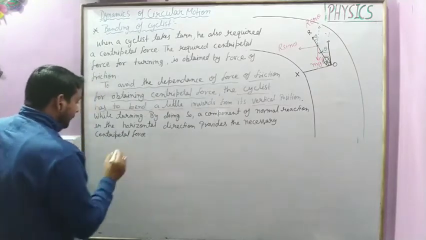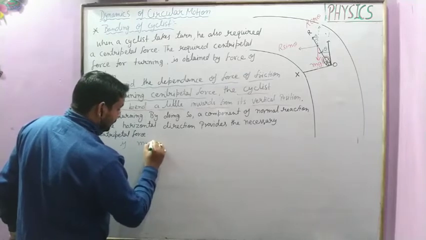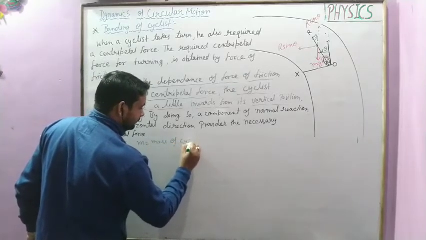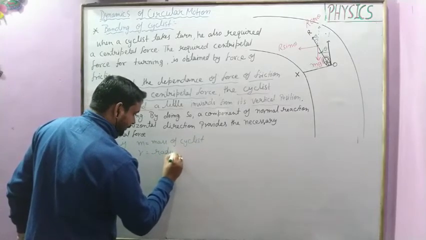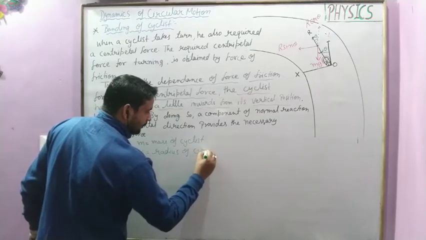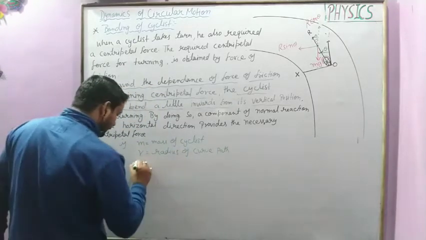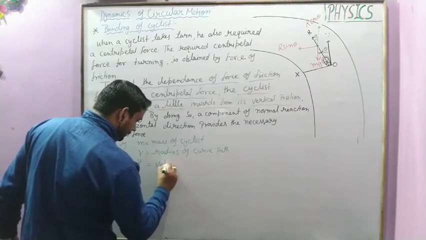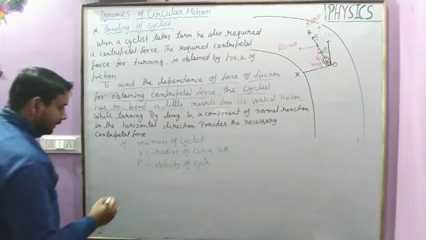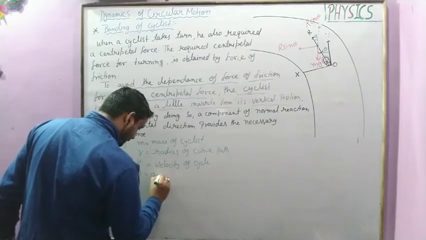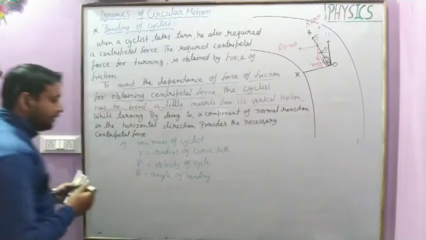Now, if m is the mass of the cyclist, r is the radius of the curved path or curved road, v is the velocity of the cyclist or cycle, and theta is the angle of bending.